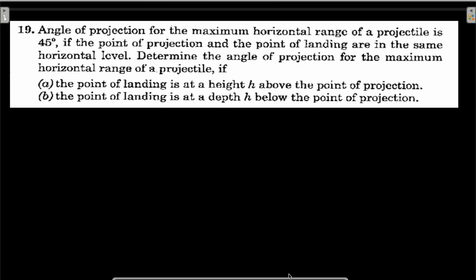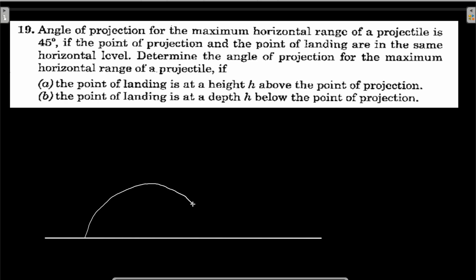Okay, so we'll start with the first part. The point of landing is at a height h above the point of projection. So we'll draw the ground using white color. Now see, the projectile must be like this. And it should stop here because the point of landing is at a height h above the point of projection. This is the point of projection and this is the height where it should stop, which is at a height h above the ground.